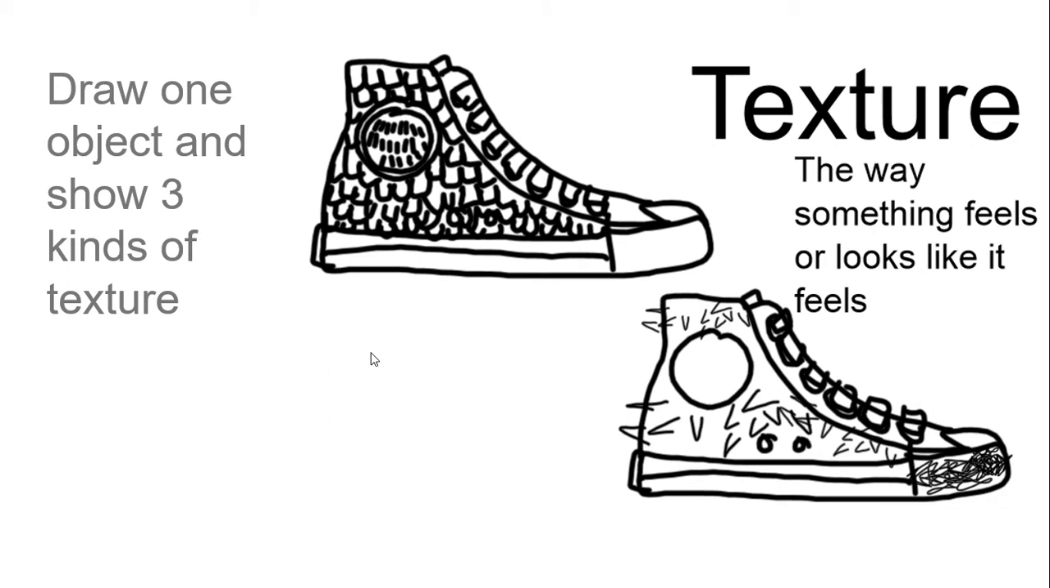Your next element that we're going to talk about is texture. So this is the way something feels, or more often in art, the way that it looks like it feels. So this Converse right here looks like it's spiky. This one looks like it's scaly. It looks like there's fuzzy stuff stuck to it down here. So what you're going to do is draw one object, whatever object you're drawing, and show 3 different kinds of texture in that object.